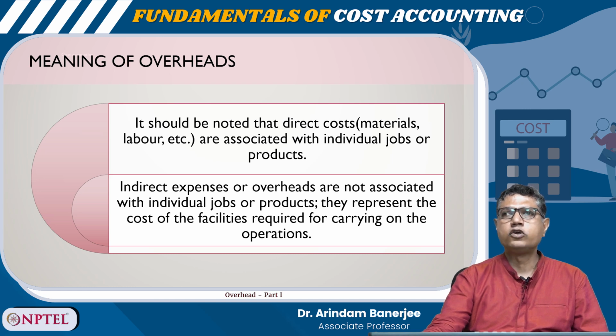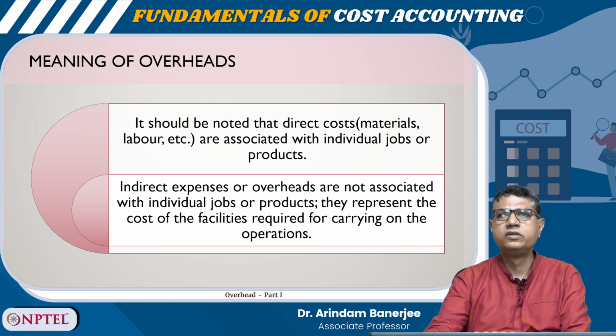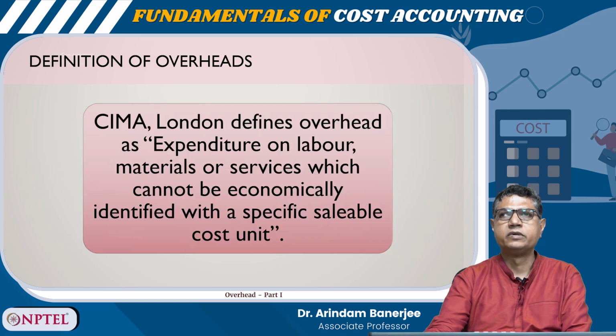So, indirect expenses or overheads are not associated with individual jobs or products. They represent the cost of the facilities required for carrying on the operations. Like, as I said, salary paid to the office staff, electricity cost for street lights within the factory premises. These are the examples of indirect expenses.